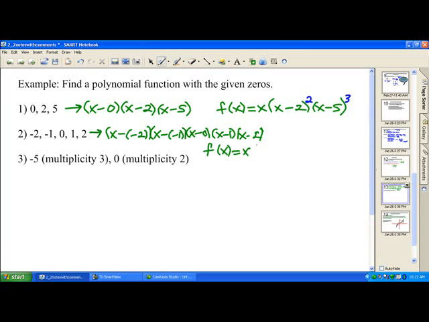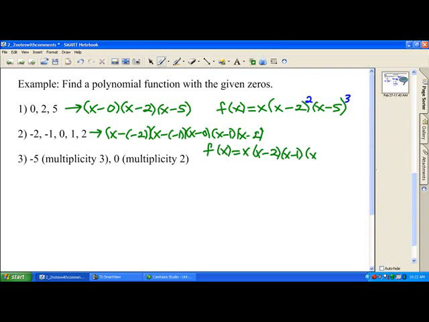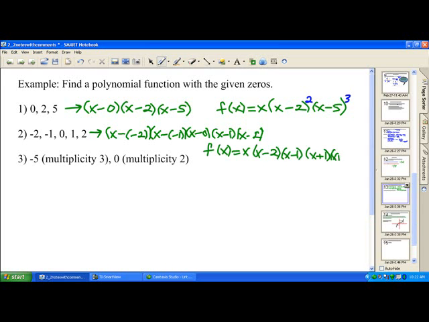Now, if you wanted, you can multiply these out. You certainly don't have to do that. But you might recall that x minus 2 times x plus 2 is x squared minus 4, and x minus 1 times x plus 1 is x squared minus 1, so you could write it in that form if you wanted. Here again, you could have different multiplicities on those factors. You could have a coefficient in front of the x, but those would still result in the same zeros for that function. Now, for the next one, we are given specifically what multiplicity to use.